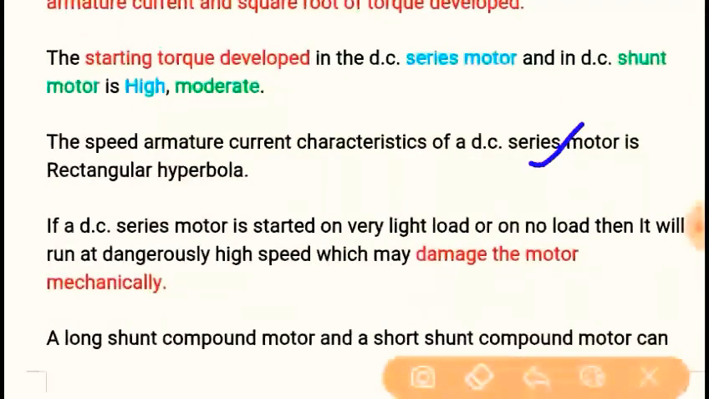The speed-armature current characteristic of a DC series motor is a rectangular hyperbola. This is an important question they asked in the GATE examination. Next, if a DC series motor is started with very light load or no load, it will run at a dangerously high speed which may damage the motor mechanically.